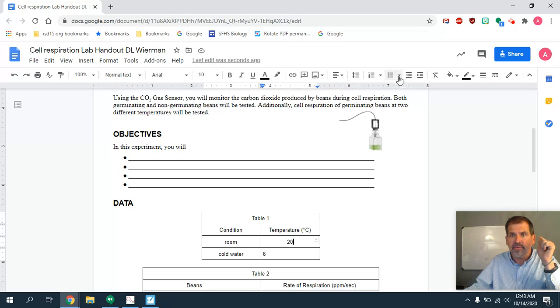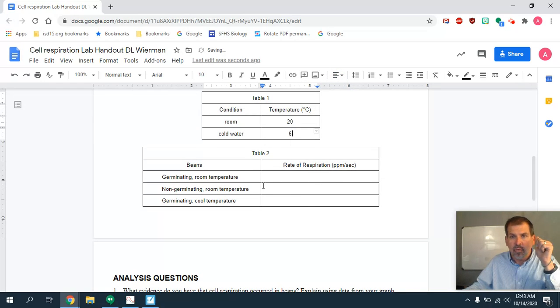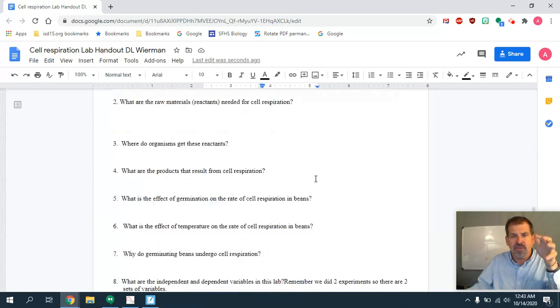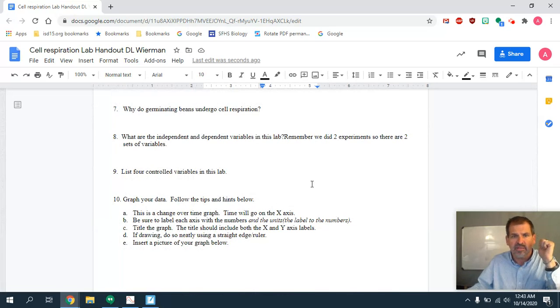All right, so that's our data temperature-wise. What's our rate of cellular respiration? What's our parts per million per second? You can get that off of the graph. The graph is also saved. Now that the lab is done, you've seen how it's done. You can access the graph in the class handout section as well. And then be sure to give yourself some time to answer these analysis questions.